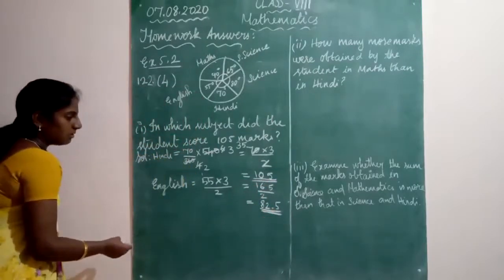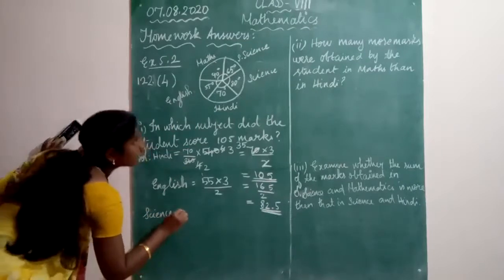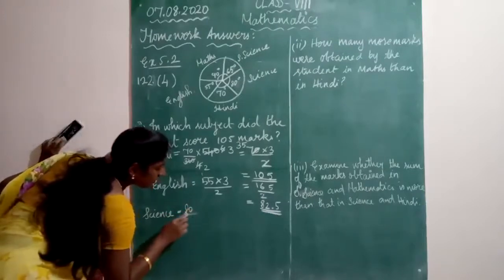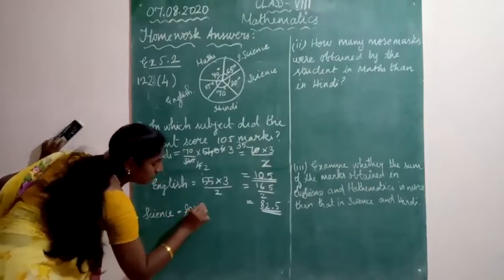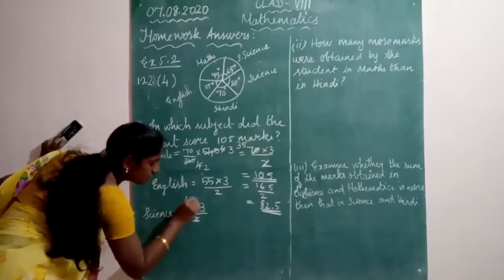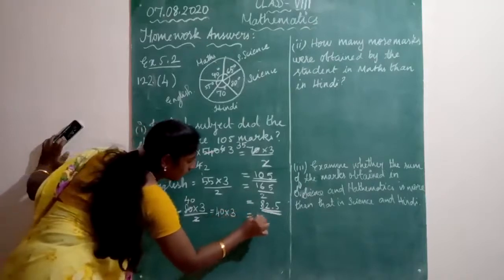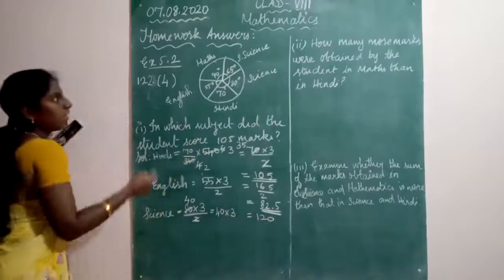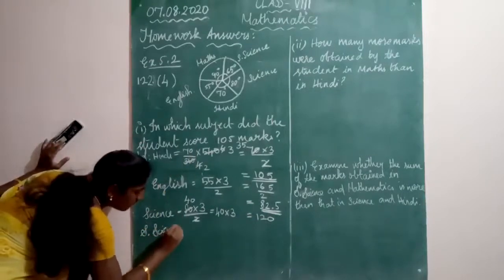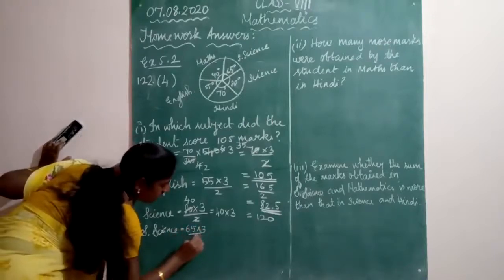Next, in science, the angle is 80. So 80 into 3 by 2. Okay, and 2 and 80 will get cancelled, 40. So 40 into 3. Okay, so that is nothing but 120. Then you have social science. Okay, and that is 65 into 3 by 2.